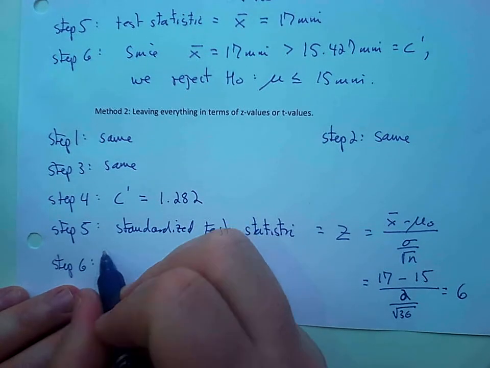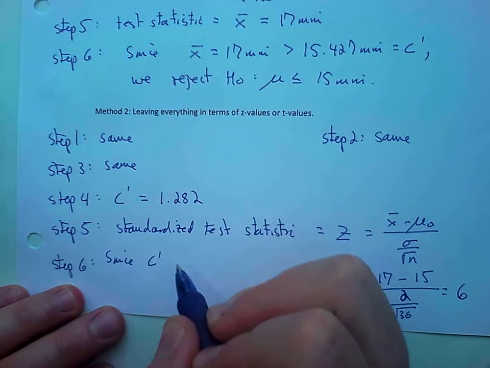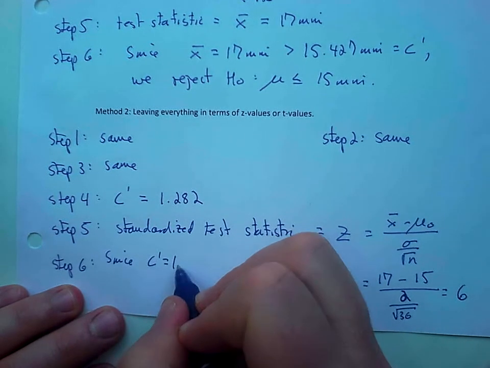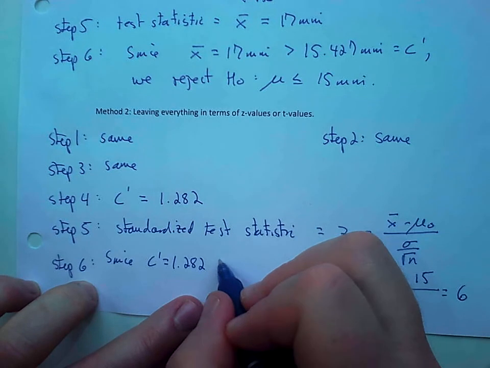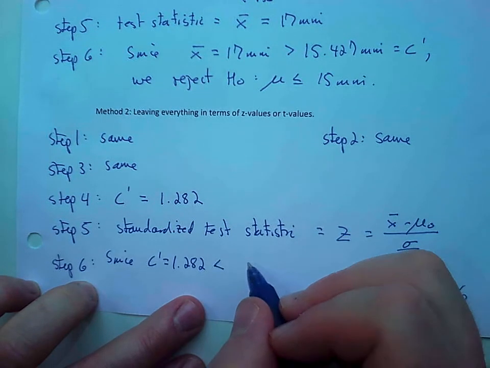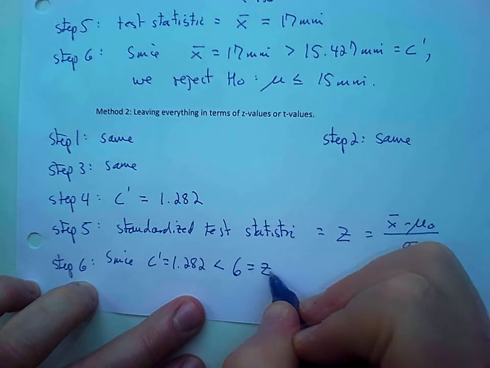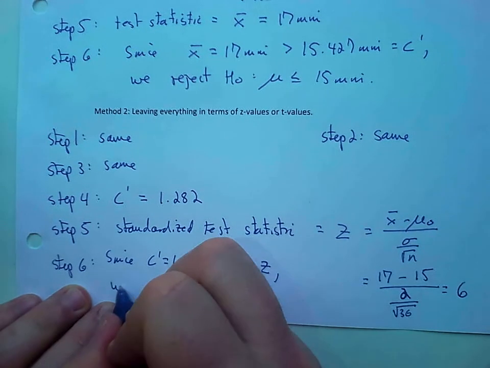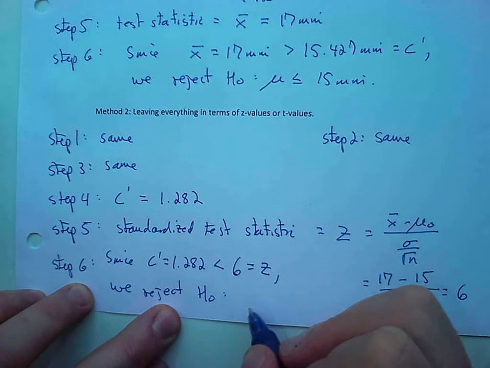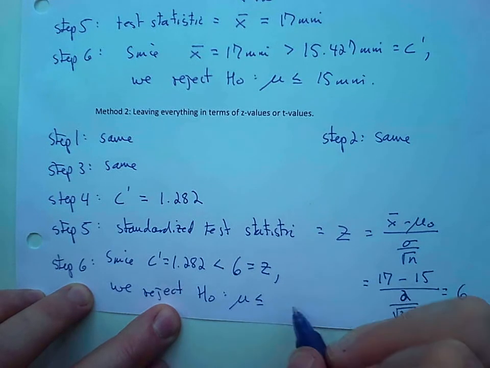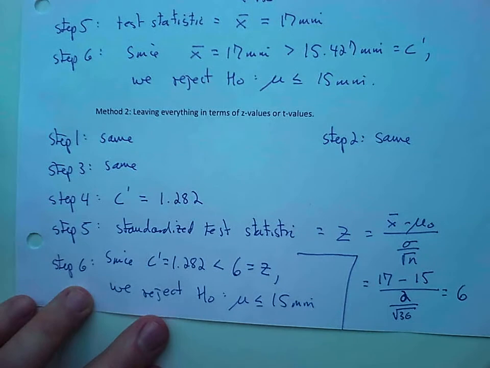So here, in step number 6, we're going to say that since C prime, which is 1.282, is strictly less than 6, which is our standardized test statistic, we reject the null hypothesis that mu is less than or equal to 15 minutes.